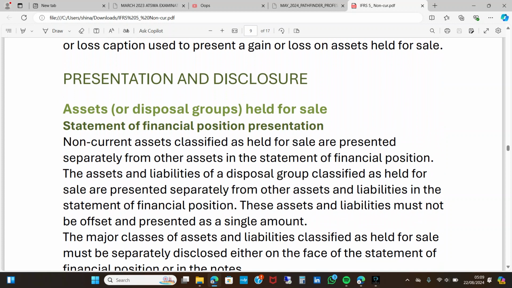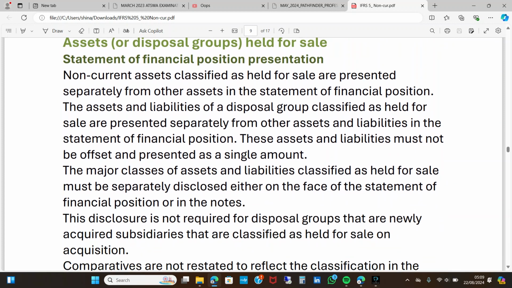Financial statement. That is, how does it appear in our financial statement and what is the information we should disclose about it? It says now, in our statement of financial position presentation, non-current assets classified as held for sale are presented separately from other assets in the statement of what? Financial position. Let me explain that very well.